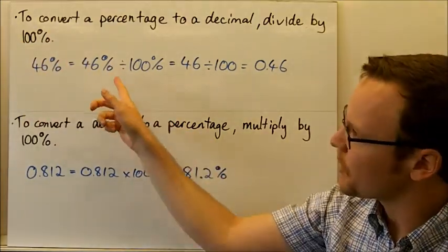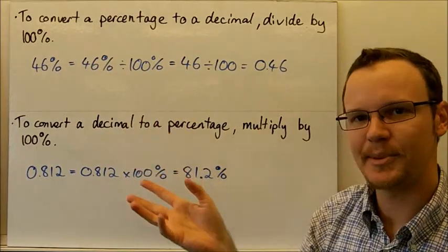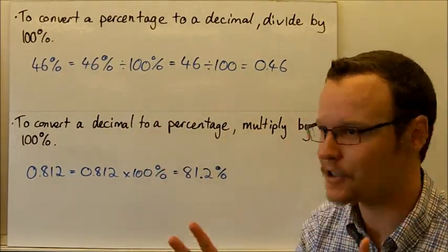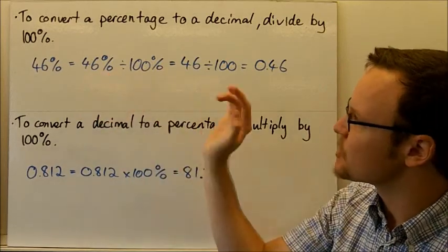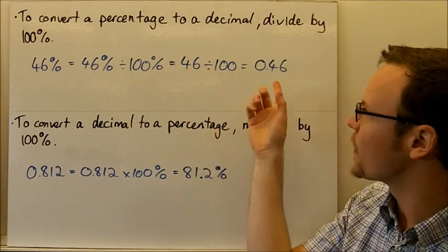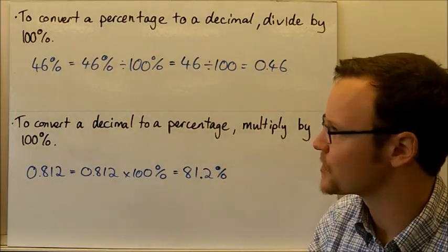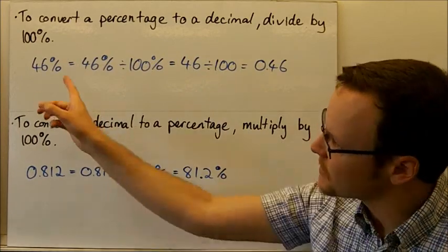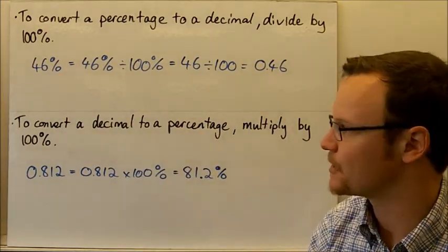So if we divide by 100%, once again, 100% is equal to 1, so dividing by 1 isn't going to change the value at all, but the percentage signs are going to divide out, and 46 divided by 100 is going to be 0.46. So 46% looks larger, 0.46 looks smaller. They're exactly the same, they're the same value.